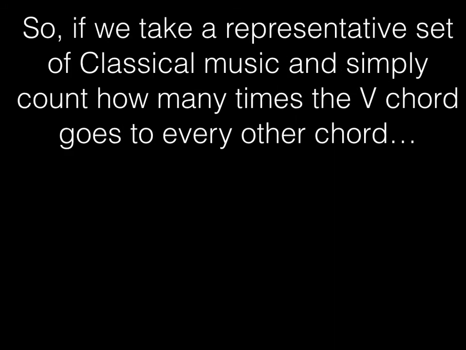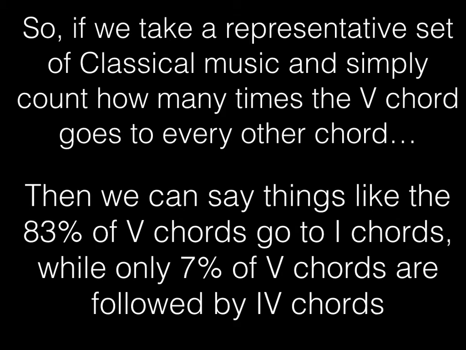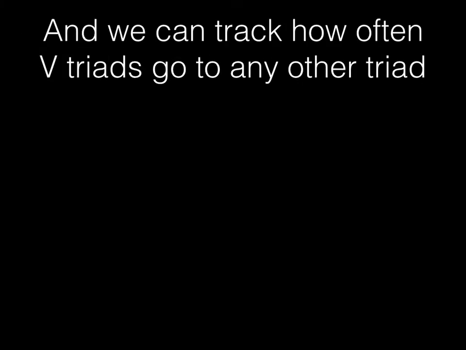So, for instance, if we take a representative set of classical music, and then we just count how many times the 5 chord goes to every other chord, then we could say things like 83% of 5 chords go to 1 chords, while only 7% of 5 chords are followed by 4 chords. And then we can track how often 5 chords go really to any triad.